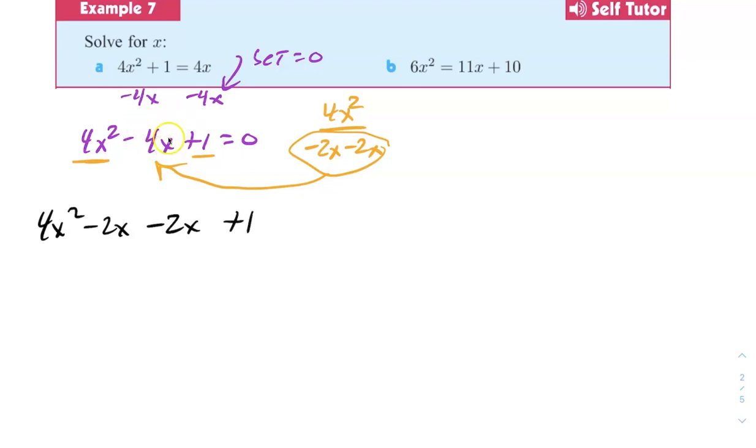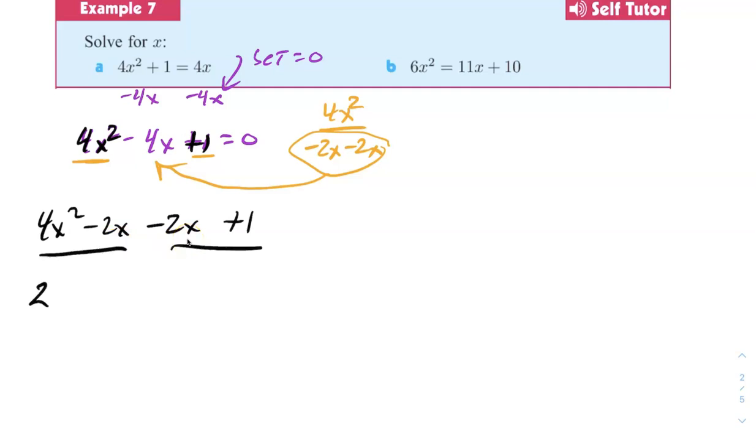Right, so I got rid of the negative 4x, that's what these two add. So it's this guy, minus 2x, and plus 1. This part stayed the same. So all I'm doing is replacing the middle, just right here. And then you can factor by grouping.